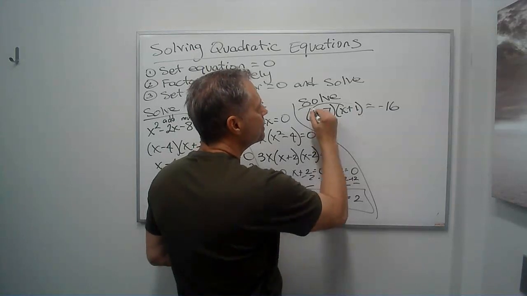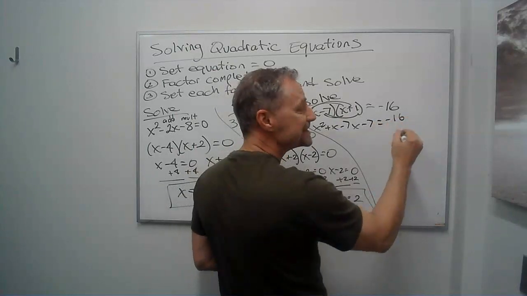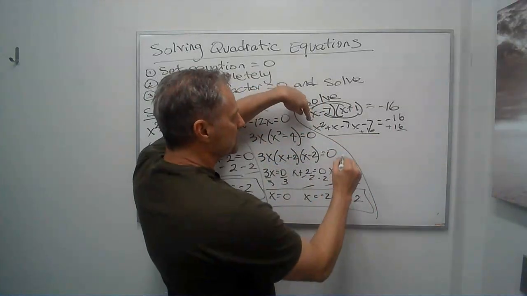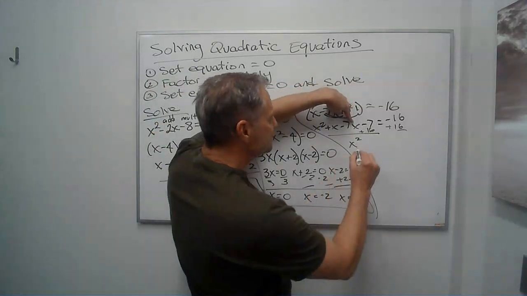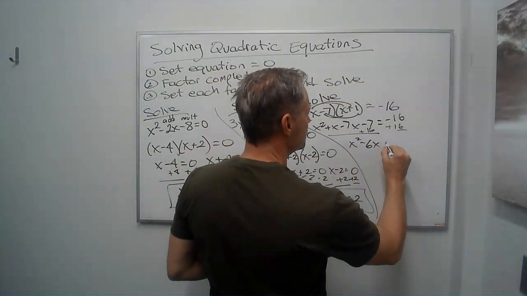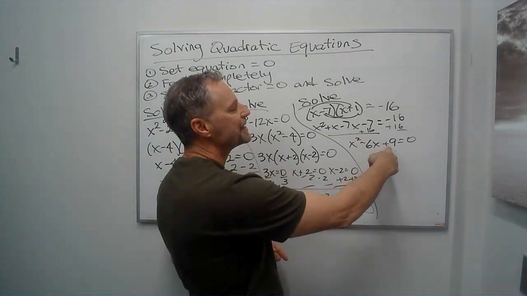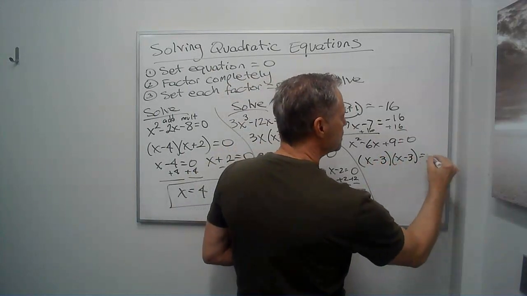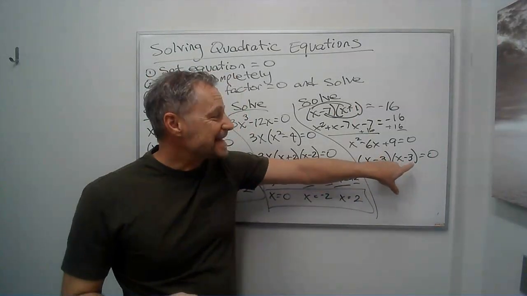x squared plus x minus 7x minus 7 equals negative 16. I'm going to add that 16 so I get it equal to 0. Let's see, so I've got x squared. x minus 7x is negative 6x. And then negative 7 plus 16 is plus 9 equals 0. Now I can factor. Oh, two numbers that multiply to 9 and add to negative 6. That's x minus 3 times x minus 3. So now I could set each of these equal to 0.